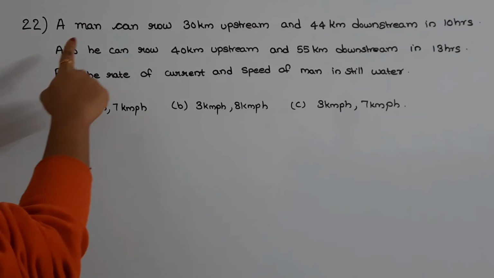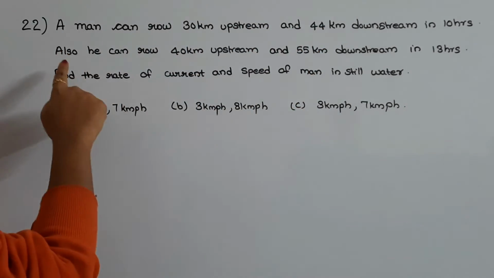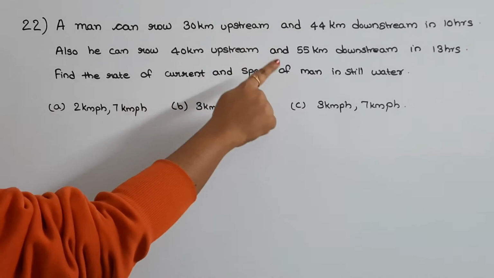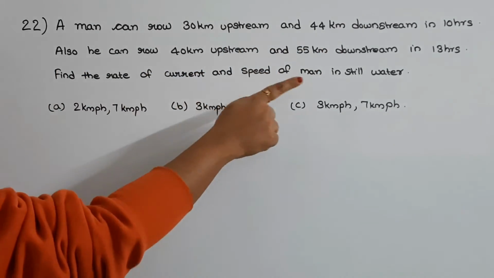The next question is, a man can row 30 km upstream and 44 km downstream in 10 hours. Also, he can row 40 km upstream and 55 km downstream in 13 hours. Find the rate of current and speed of man in still water.